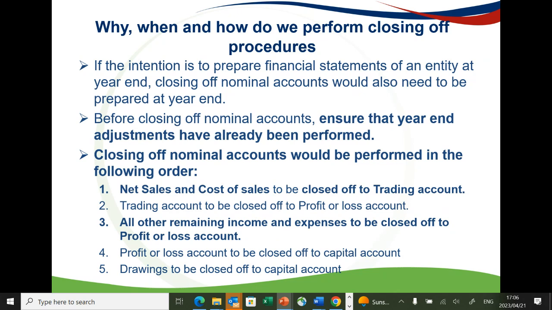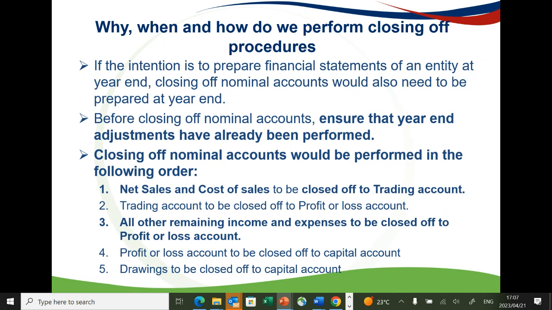Then number three, all other remaining income and expenses will need to be closed off to your profit or loss account. Two things that we have already highlighted here is that on trading account, it is only net sales and cost of sales that are going to be closed off there. Then all the other remaining income and expenses we're talking about here, rent income, commission income, stationery expense, purchases expense, water and electricity expense, rental income or rental expense will need to be closed off to where? To your profit or loss account.